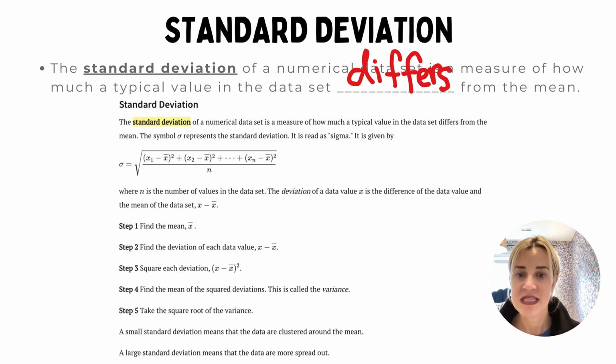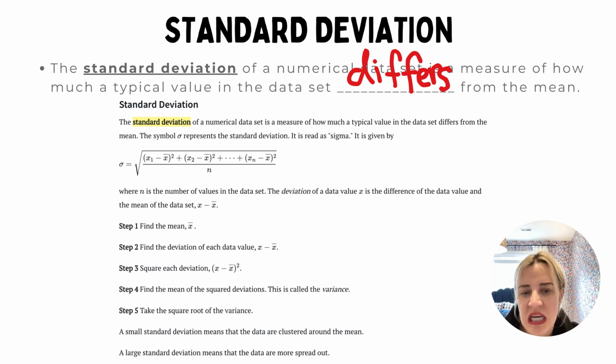Step two, find the deviation of each data value. That is your data value minus the average, so how far different it is from the mean. Square that deviation, then find the mean of the squared deviations. This is called the variance. Then take the square root of the variance. Easy, right?